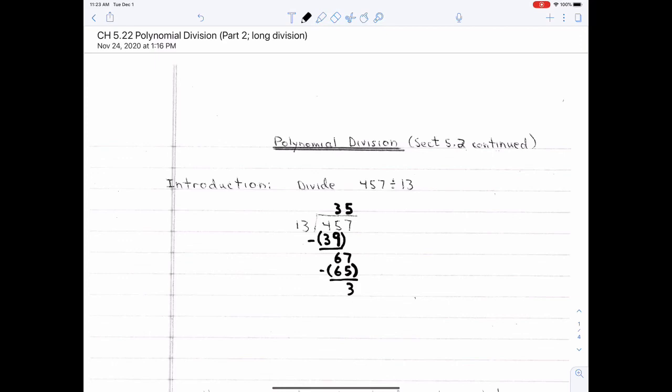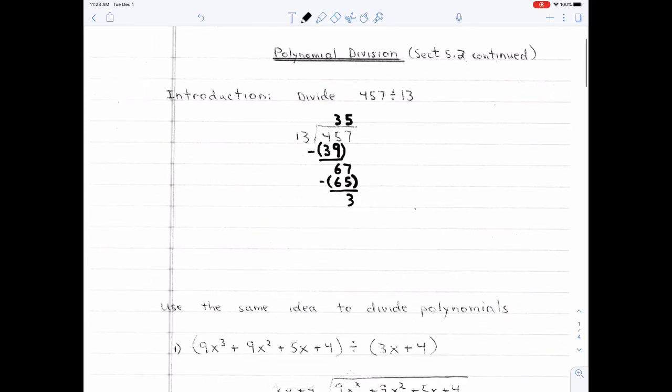Okay, at this point, there are 3 things that you can do. The first thing you can do is keep dividing using decimals. In other words, put a decimal after the 7. Okay, that's one choice, not necessarily the first one. The other thing you can do is write the remainder as a fraction. So we can say this is 35 and 3/13.